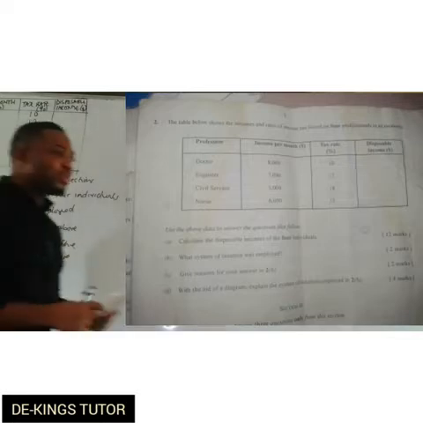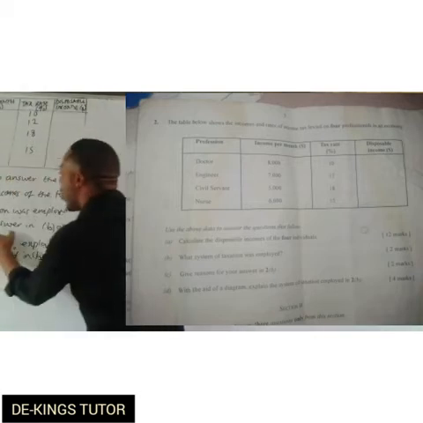Now they said use the above data to answer the questions. A. Calculate the disposable income of the 4 individuals. That's the first question. B. What system of taxation was employed? It means that before you do this, you should be conversant of the systems of what? Taxation. Now 3. They say give reasons for your answer. Above. They have a diagram and the system of taxation you want.